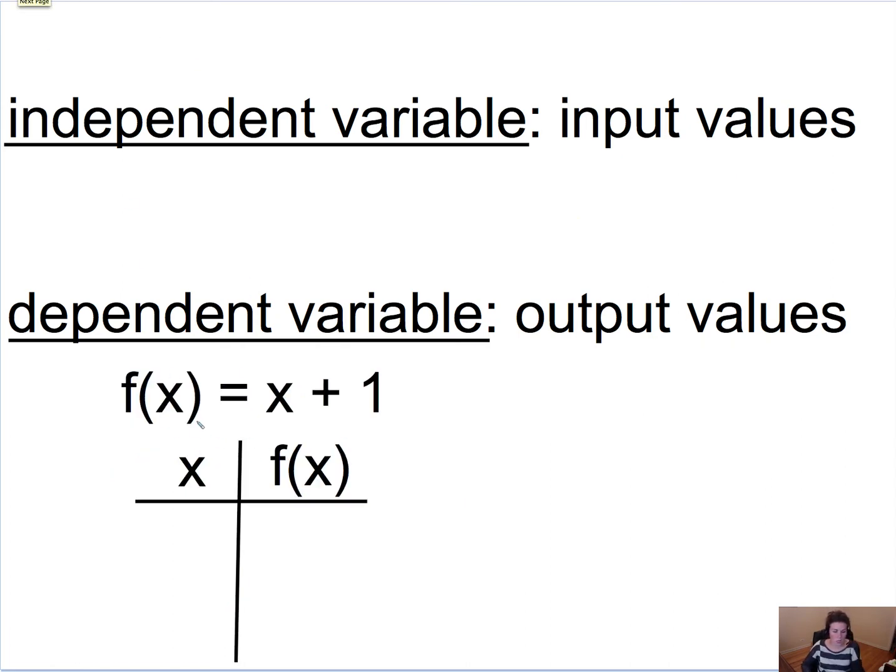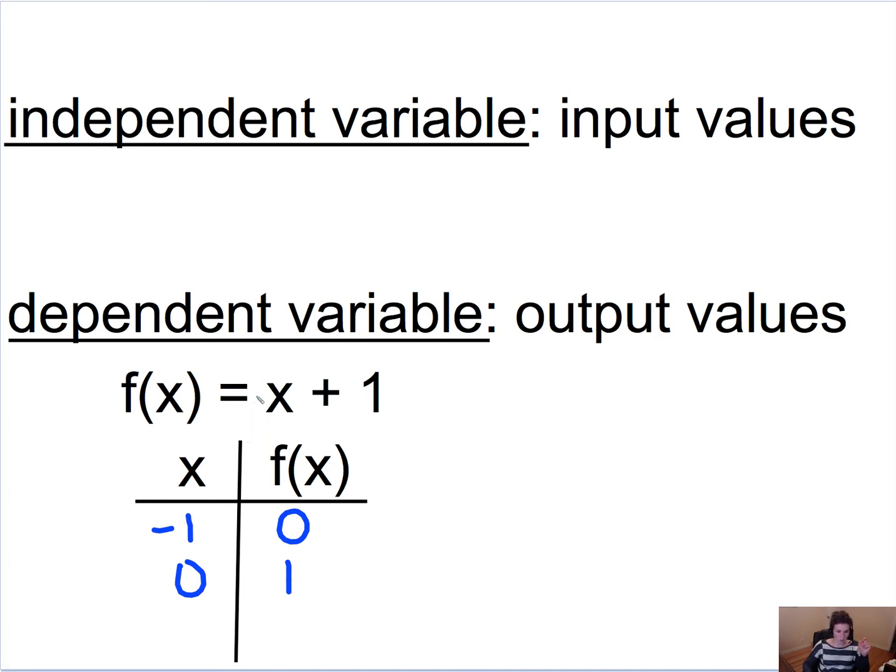So here I just drew a quick f of x chart. We have our function rule, which is f of x equals x plus 1, just something really simple. So let's say that our input value is -1. Then our output would be -1 plus 1, which is 0. Let's just do one more. Let's say our input, our x value, is 0, so therefore 0 plus 1 would be 1, our output would be 1.